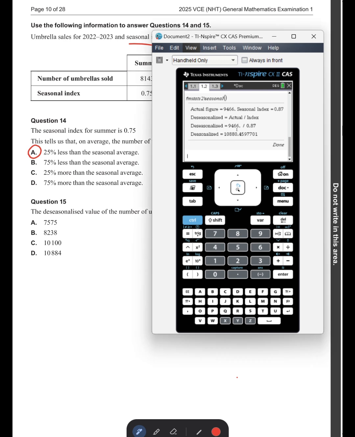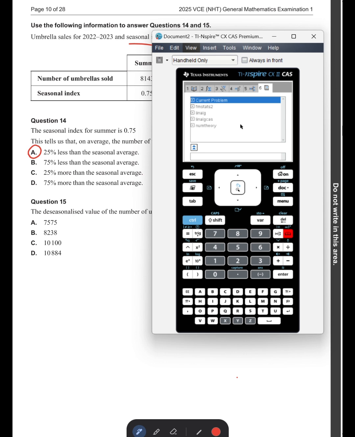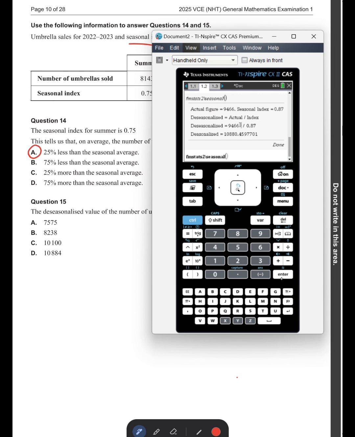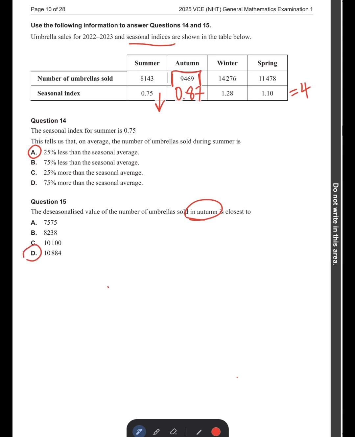Okay, just note that I have actually put the wrong value in here. I put 66 instead of 69, and that was just my fingers pushing the wrong button. So it is going to be D, but we're just going to check to confirm that that is completely correct. Okay, so 1, and then 9, 4, 6, 9. There we go, and 0.87. Okay, so we can now see that that is 883.9.